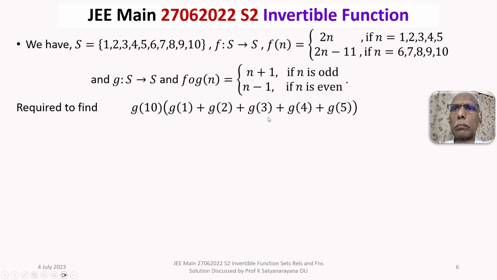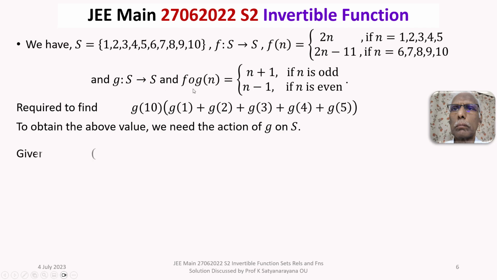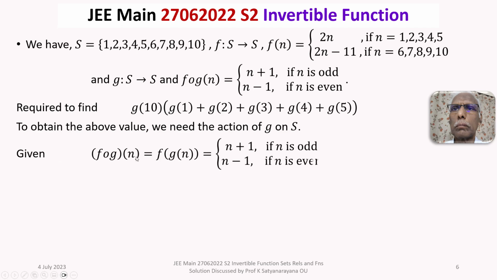To obtain the above value, we need the action of g on S. That means the action of g on the elements of S. If we know that, then we can do it. Now we are given f compose g of n, which is f of g of n, defined as n plus 1 when n is odd and n minus 1 when n is even.